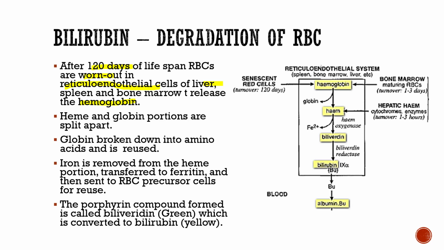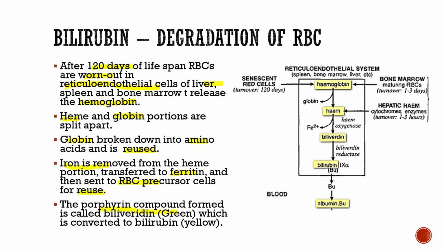This hemoglobin will be broken down to give heme and globin. Globin, as you know, is a protein, and will be broken down into amino acids and reutilized. So amino acid is reused always. And the iron in the hemoglobin heme is removed from the heme and transferred to ferritin and sent to RBC precursors for reuse again. So the iron also has a pool, and that is reutilized.